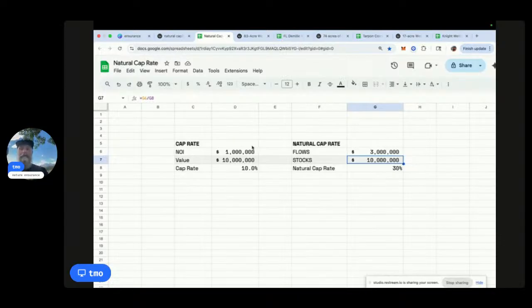This isn't funny money. This is exactly how the commercial investment real estate model works. Lenders all across the world, private equity, high net worth investors operate on this model. If you change the cap rate, if you change the NOI or the flow value, or if you change the value of the property, one of the other ones changes. It's relational. So let's say we're able to get the cap rate up. Let's just see what happens. 50% natural cap rate.